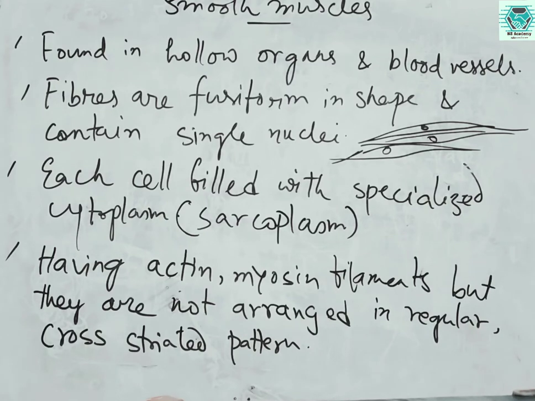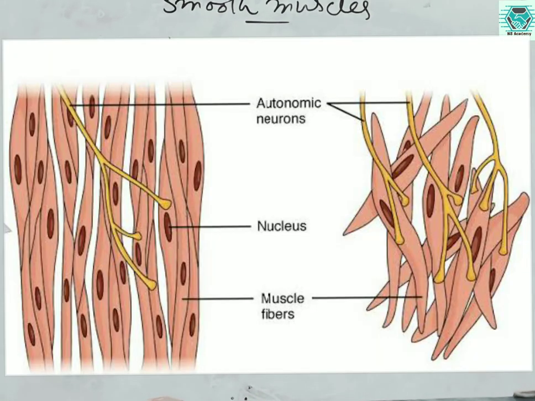And the smooth muscle fibers are involuntary in nature, and they are under the autonomic nervous system and hormonal control. So in the next diagram of the smooth muscle, we see how the fibers are arranged, how they are present, and they form the muscle. Next, moving to the functions of the smooth muscle fiber.